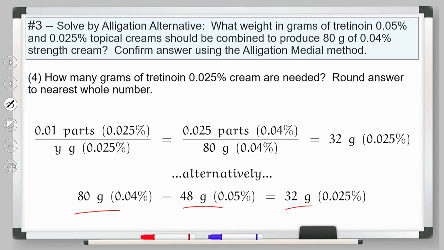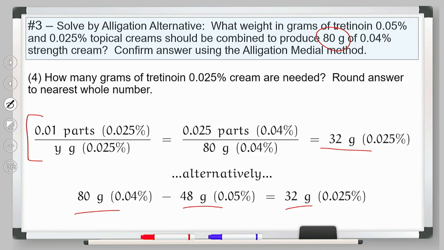I want to make sure it works, but set up the thing. So again, you can still do the 0.01 parts over y in this example is equal to the 0.025 over 80. And you solve and you get 32 grams. So that's certainly the way you can do that one as well. But it should make sense that if we want a total of 80 and 48 grams is going to come from the 0.05%, then clearly I need to get 32 grams from my low concentration, the 0.025%.